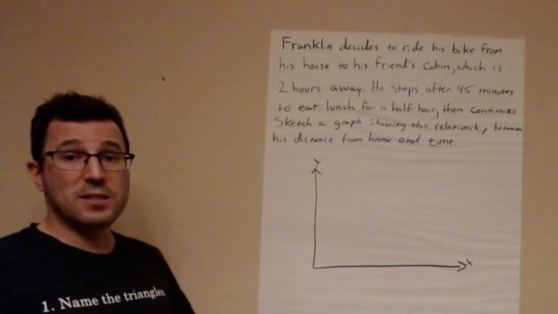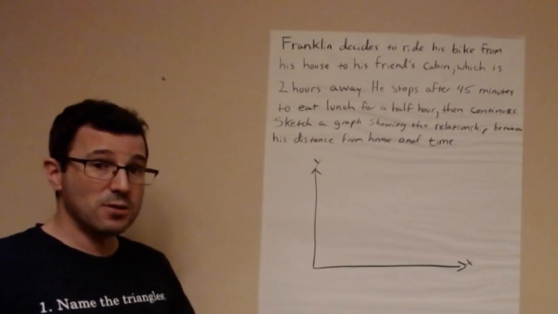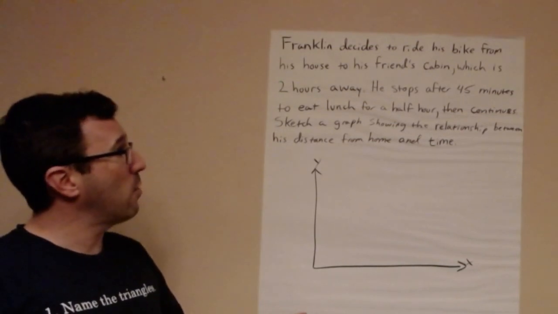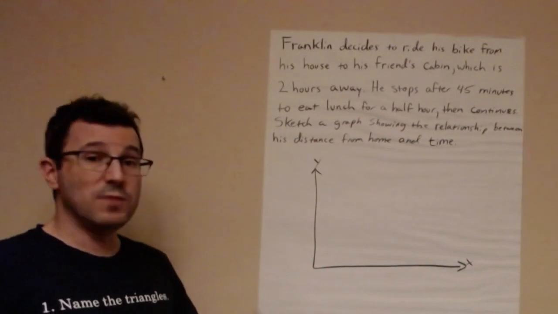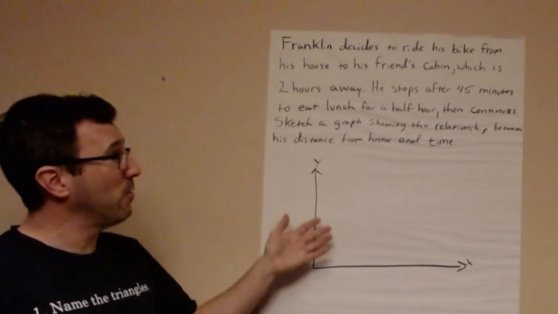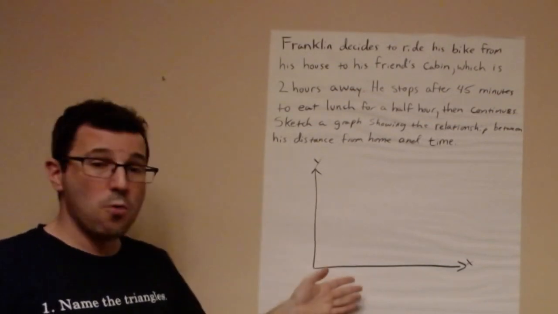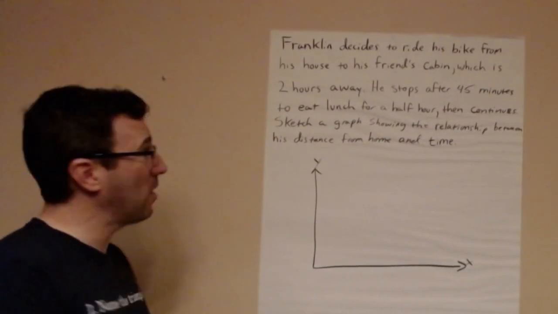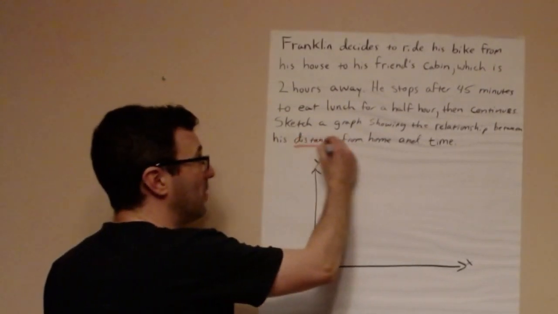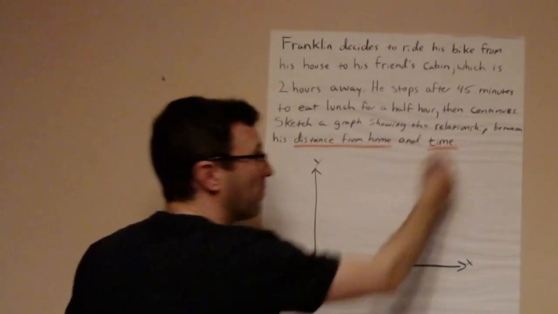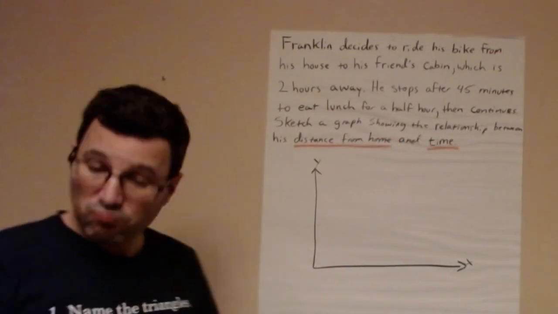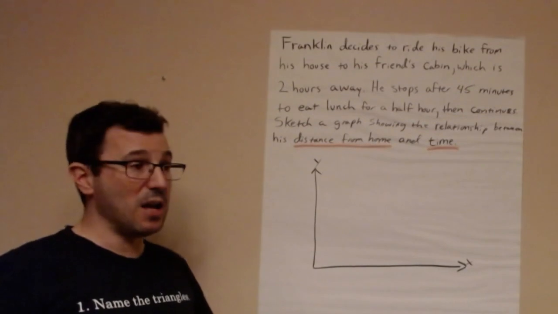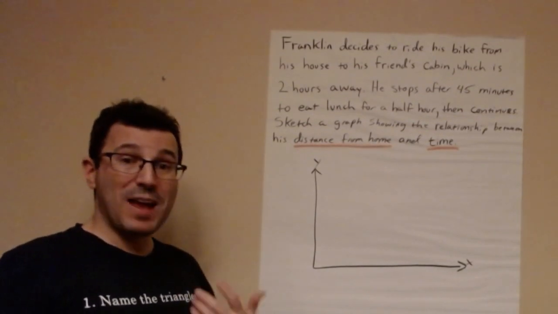Franklin decides to ride his bike from his house to his friend's cabin, which is 2 hours away. He stops after 45 minutes to eat lunch for a half hour, then he continues. Sketch a graph showing the relationship between his distance from home and time. So in this case, we're told what our variables are: distance from home and time.